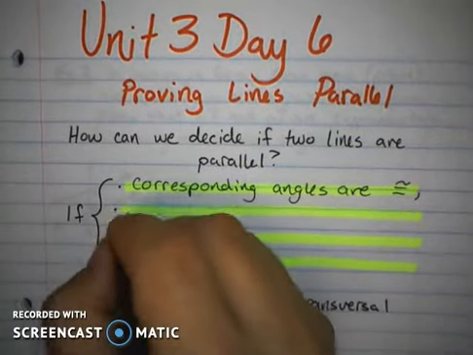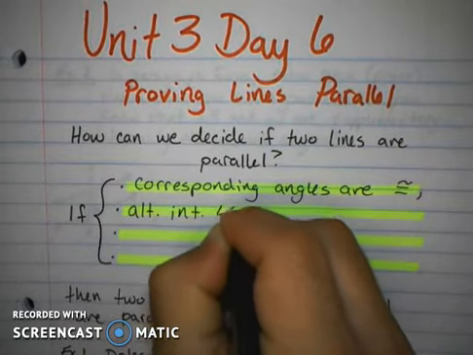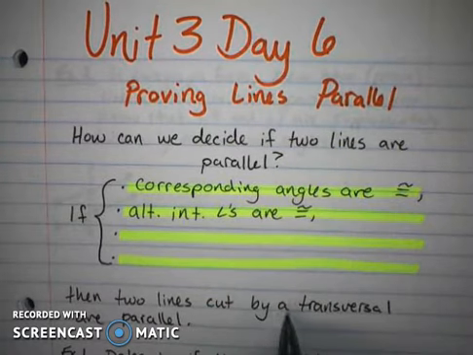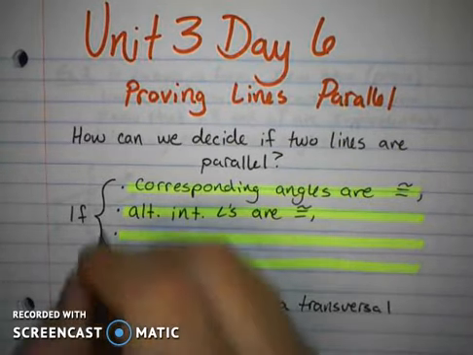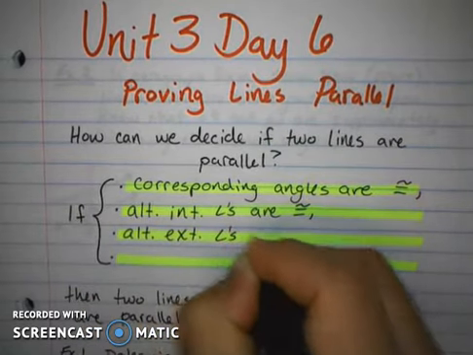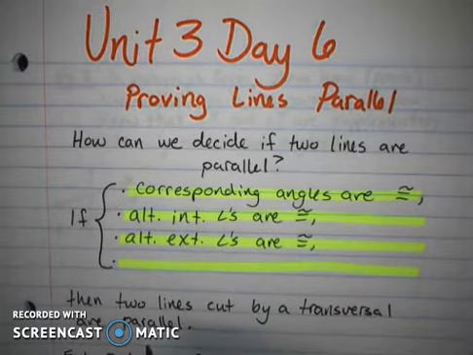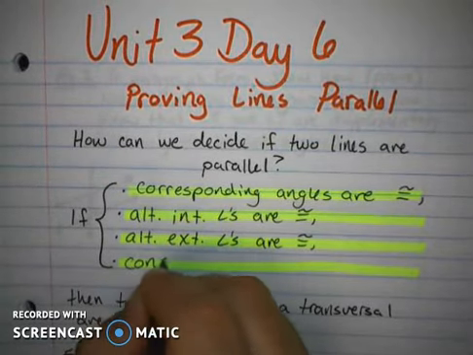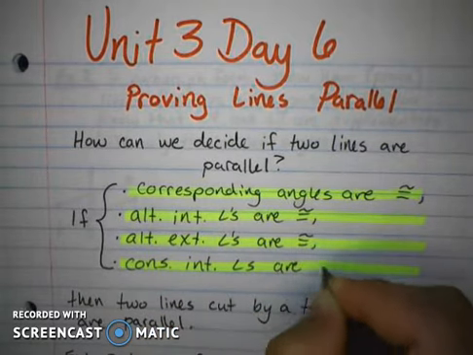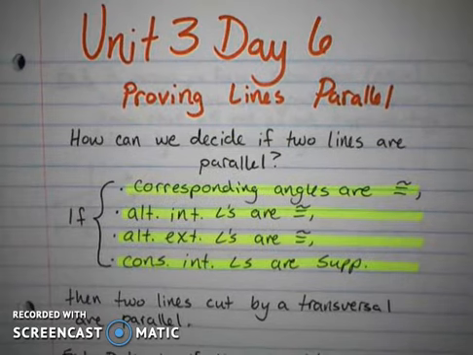Okay? If alternate interior angles are congruent, then two lines cut by a transversal are parallel. If alternate exterior angles are congruent, then the lines are parallel. And if consecutive interior angles are supplementary, then the two lines cut by the transversal are parallel.